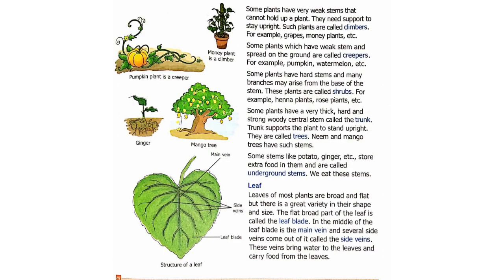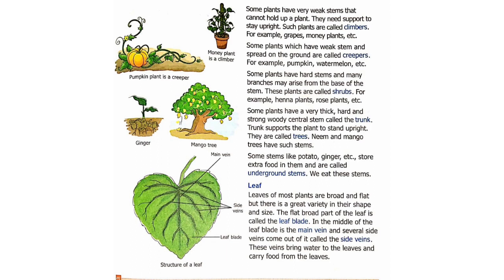Leaves of most plants are broad and flat, but there is a great variety in their shape and size. Shape and size of the leaves may differ from plant to plant. It may also differ according to the temperature or the climatic condition of that particular place. The flat broad part of the leaf is called leaf blade. You can easily make out the leaf blade from the picture of the leaf that is already drawn in the book. In the middle of the leaf blade is the main vein, and several side veins come out of it, called the side veins. These side veins of the leaves carry food from the leaves to the different parts of the plant.